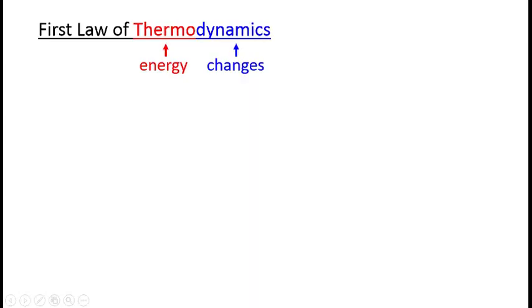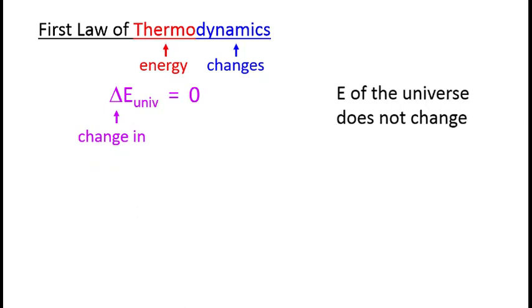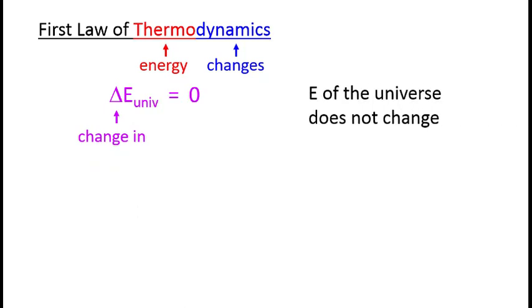The first law of thermodynamics is essentially the law of conservation of energy. It states that delta E of the universe equals 0. When we see the capital Greek delta in thermodynamics, it means the change in. According to this law, the energy of the universe does not change. But the thermodynamic universe is made up of our system and its surroundings. We're concerned with the transfer of energy between our system and its surroundings. The energy of each can change, but the total energy change still has to equal 0.